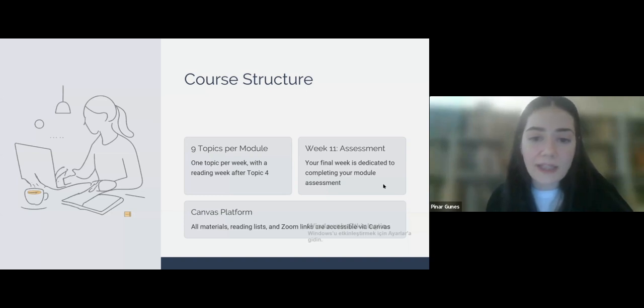So we release all the materials using a platform called Canvas, and you will be reaching all the materials, the reading lists, and the Zoom links for the seminars through Canvas.